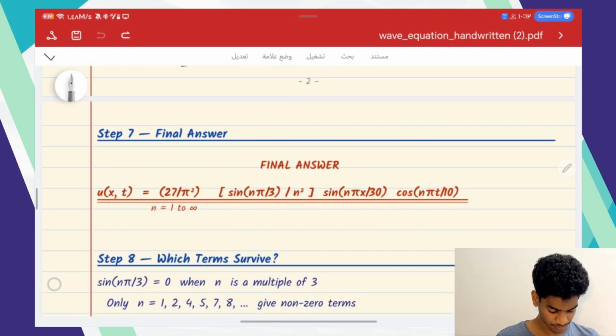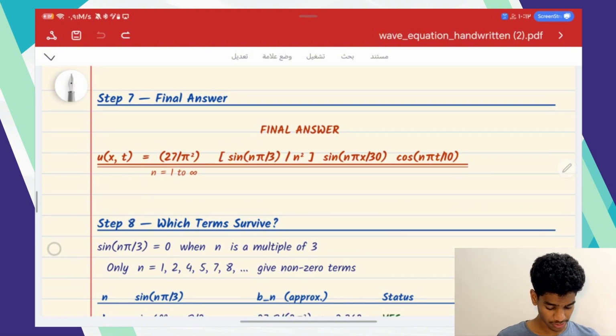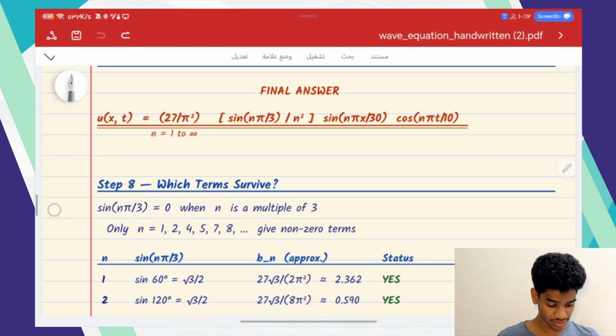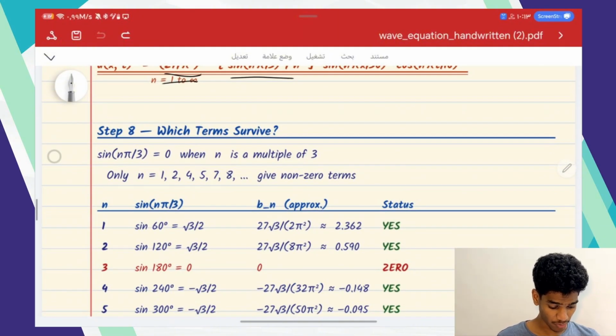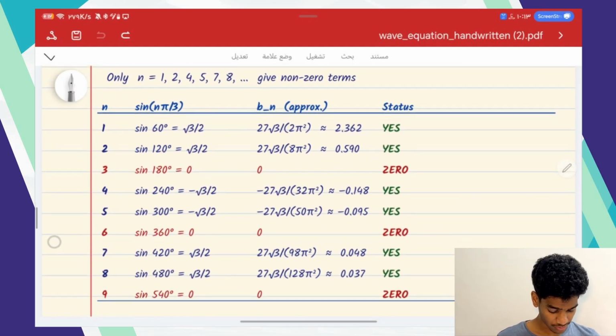Next, putting it all together, the complete solution is this series. The coefficient is 27 over n²π² multiplied by sin(nπ/3), multiplied by the sine-cosine mode. Notice that sin(nπ/3) equals 0 whenever n is a multiple of 3. So the third, sixth, and ninth harmonics all vanish. This is because the string was plucked exactly at 1/3 of its length, a well-known result in acoustics.